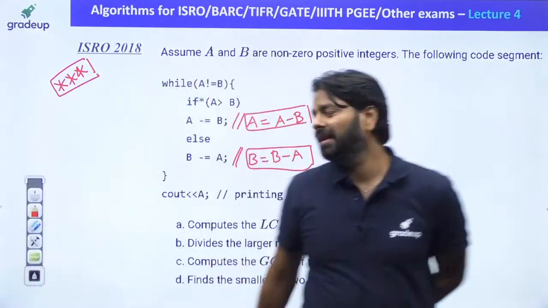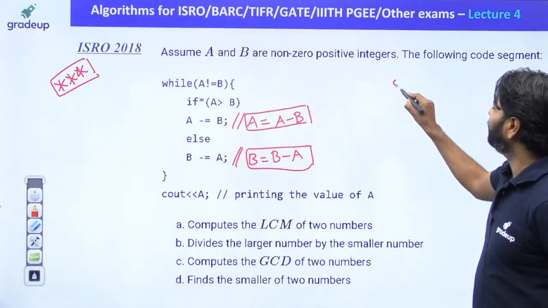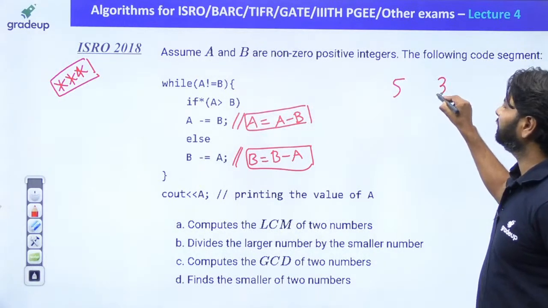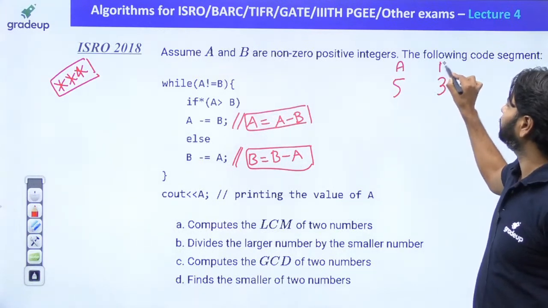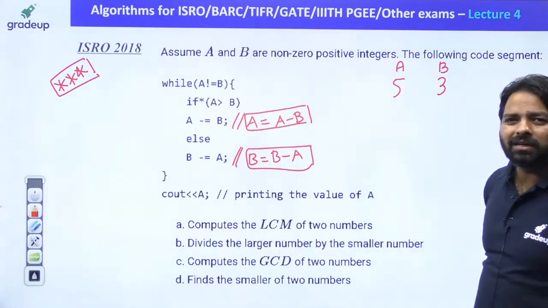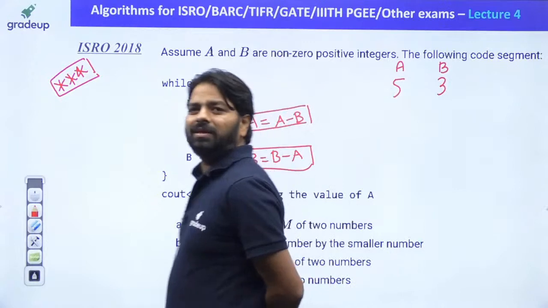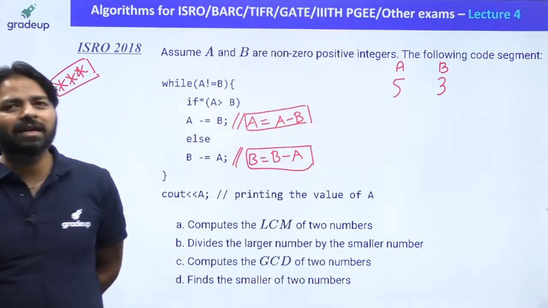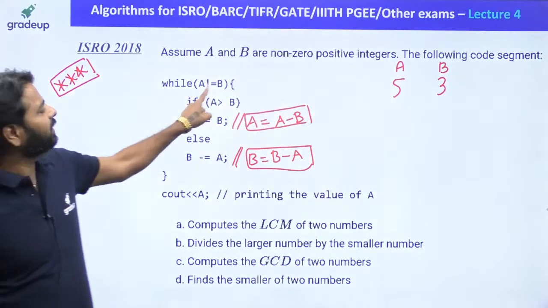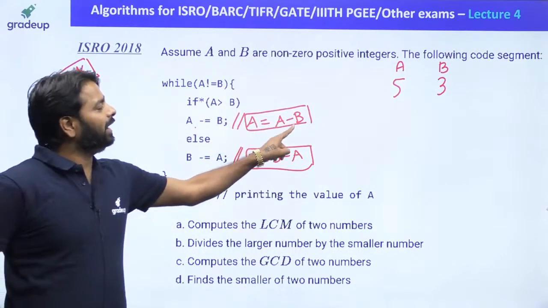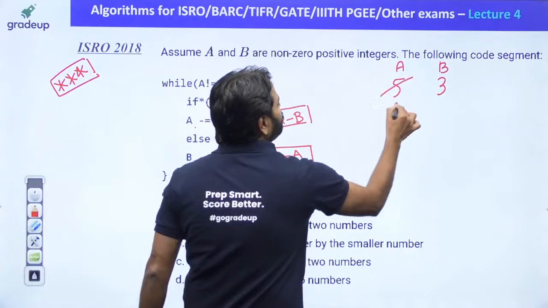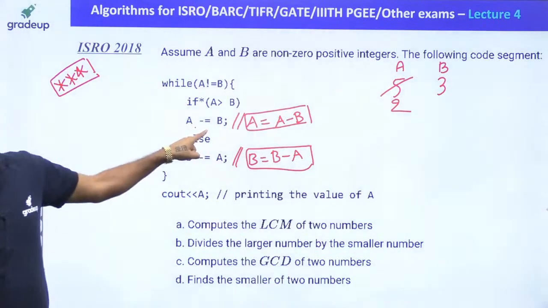Let's take one example. 5 and 3. Assume this is A, assume this is B. Is it going to return 3? No, Gautami, it's not going to return 3. Look here. 5 not equal to 3. 5 greater than 3, so in A, 5 minus 3, it is going to store 2.